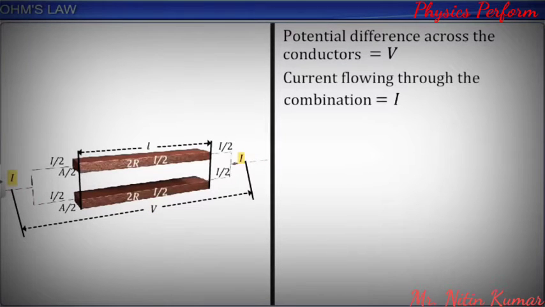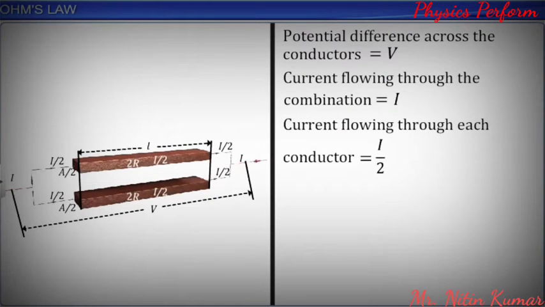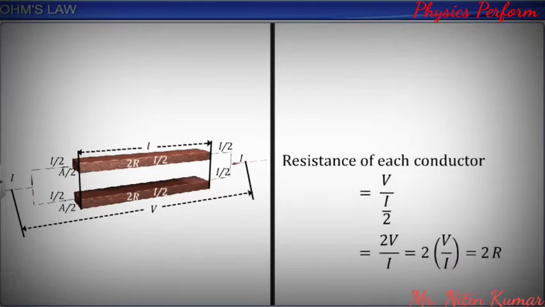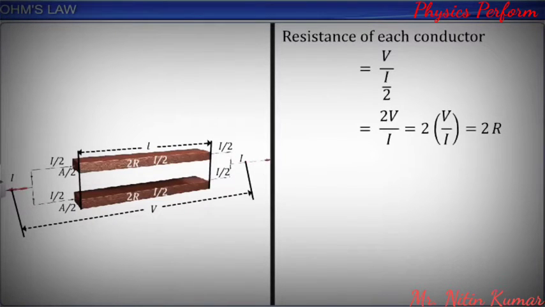If I is the current through the combination of the conductors, then the current flowing through each conductor is I by 2. Then the resistance of each conductor is obtained as equal to 2R. From this activity, we can conclude that halving the area of cross-section of a conductor doubles its resistance. Generalizing, we can write resistance R of a conductor is inversely proportional to its cross-sectional area A.